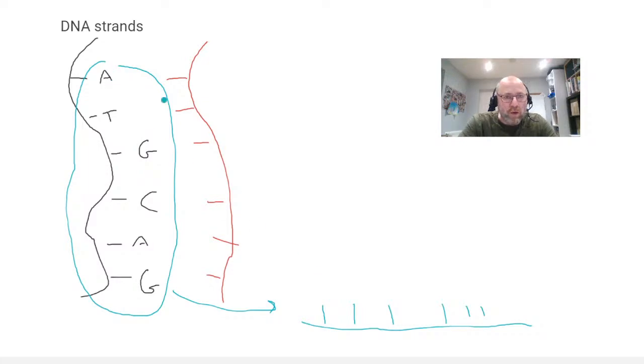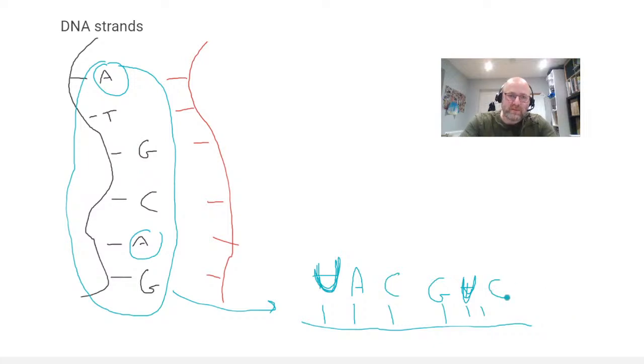So I would go, oh, there's an A there. I would normally put a T here, but if it's mRNA we're making, I'm going to put a U. So I would go U, A, C, G. Now there's another A. I want to write T, so I'm going to change that to U. And then G, C. So that would be the mRNA. You don't need to know that.